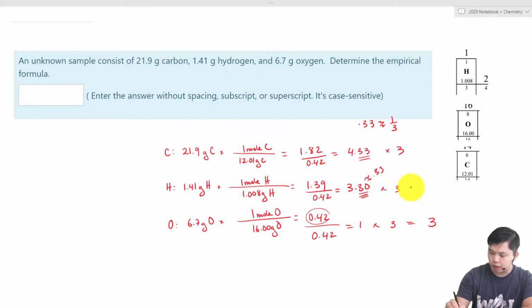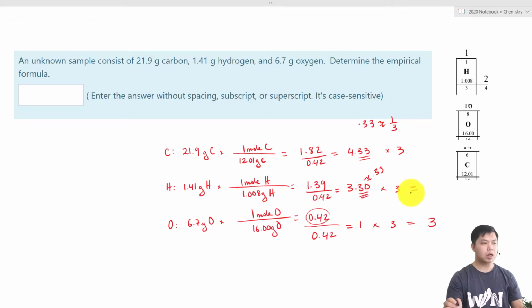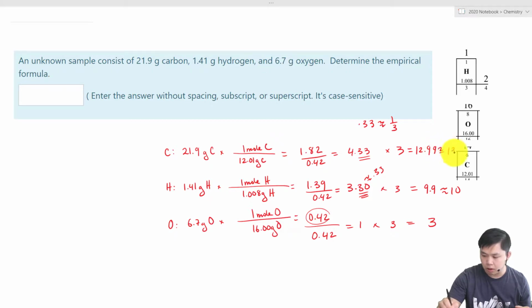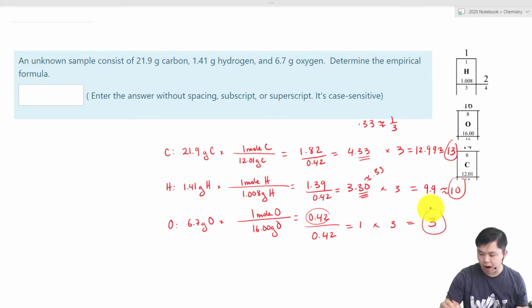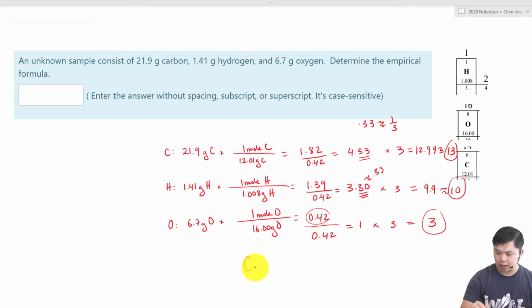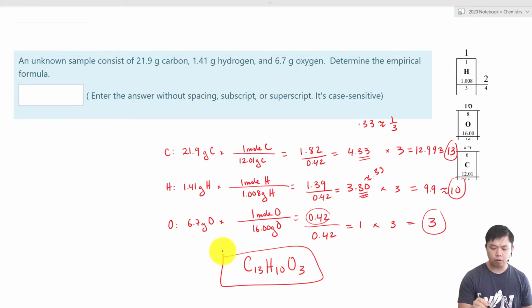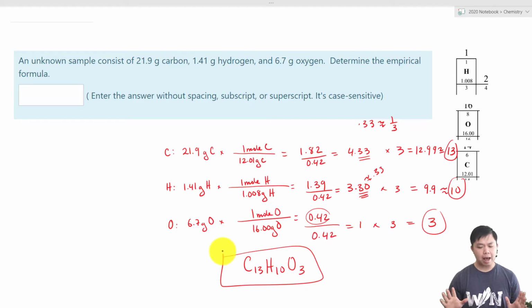This one is 3, and 3.30 times 3 turned out to be 9.99, but we can round it up to 10. And here we have, what's this? This turned out to be 12.99, and we can round this up to 13. So this is our final number. So we have C13, H10, and O3. And that is our empirical formula. So again, we have to use our best educated guess when it comes to numbers, okay?